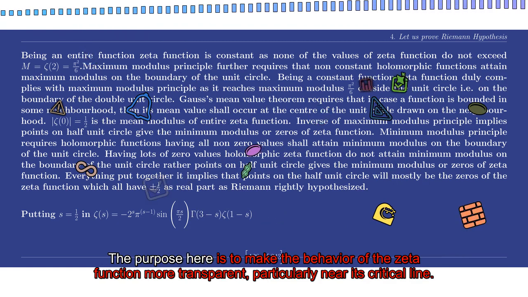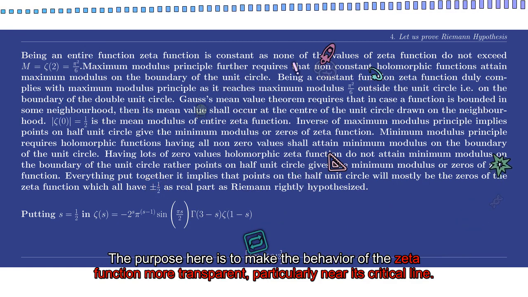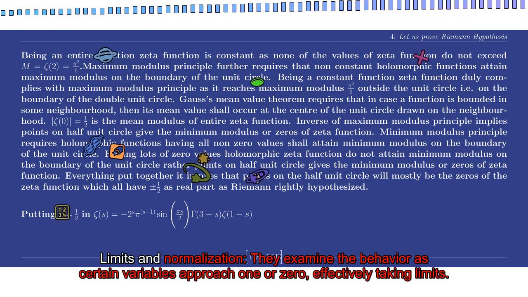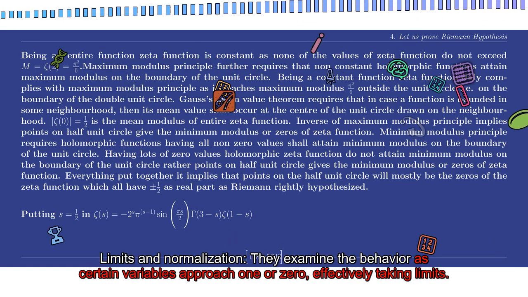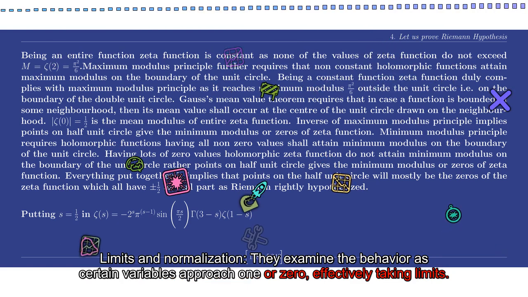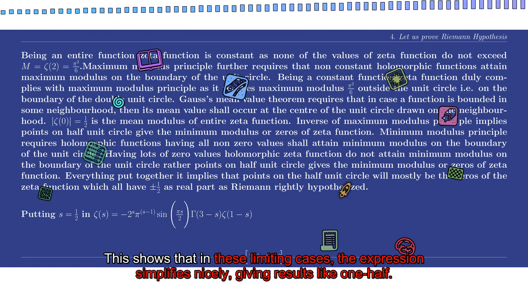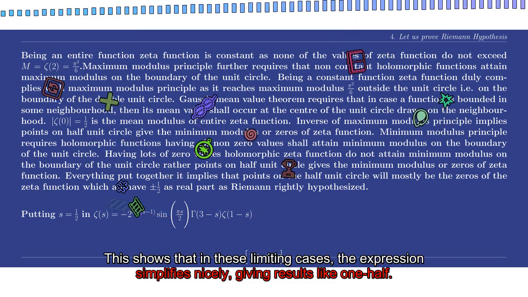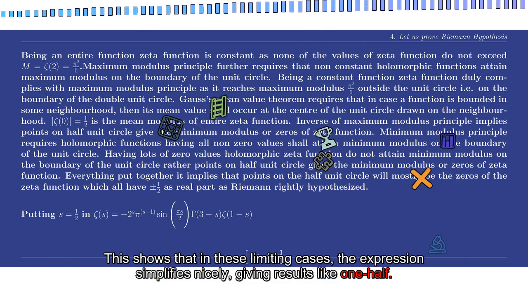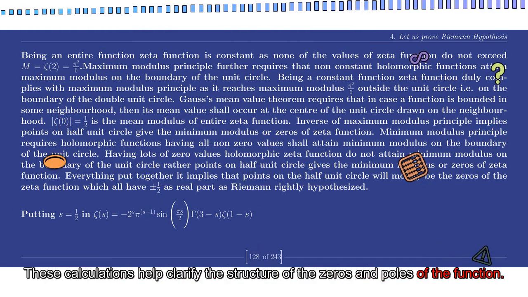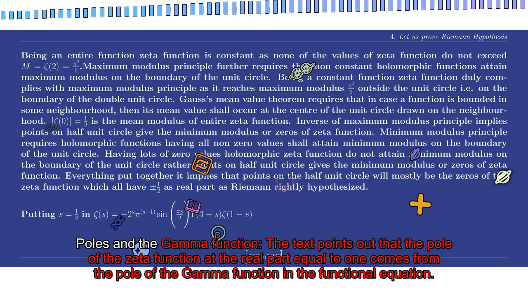The purpose here is to make the behavior of the zeta function more transparent, particularly near its critical line, limits and normalization. They examine the behavior as certain variables approach 1 or 0, effectively taking limits. This shows that in these limiting cases, the expression simplifies nicely, giving results like 1/2. These calculations help clarify the structure of the zeros and poles of the function, poles and the gamma function.